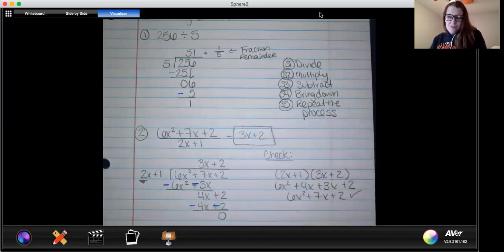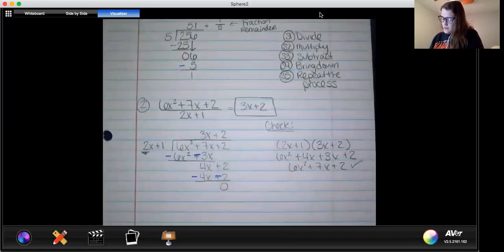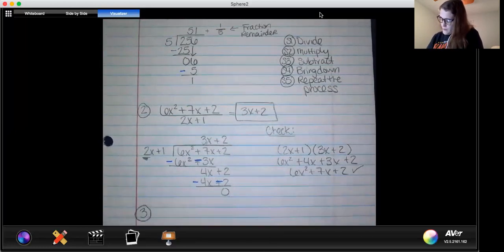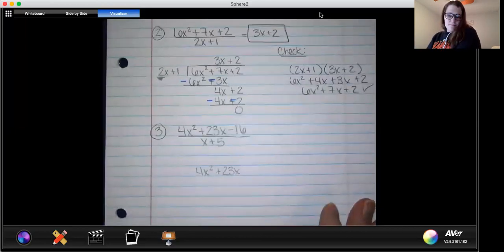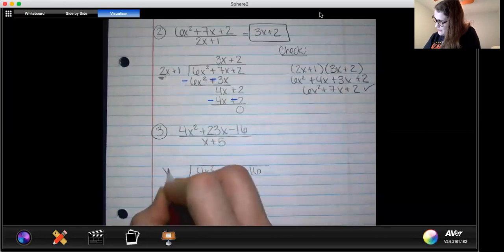Okay, good job, everyone. Let's go to the next one. 4x squared plus 23x minus 16 divided by x plus 5. So we have 4x squared plus 23x. Oh, you guys can't see that. Minus 16 divided by x plus 5.